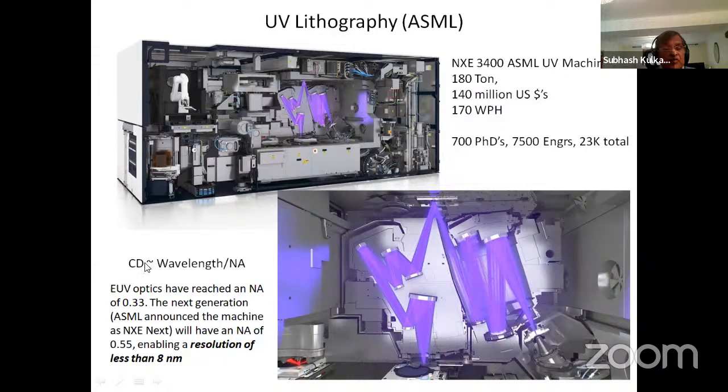And the critical dimension that you can print is wavelength divided by numerical aperture of your optics. The current numerical aperture is 0.33, which allows you to get down to about maybe 10 nanometers. And then when you go to numerical aperture of 0.55 from 0.33, you can get the resolution of less than 8 nanometers. So that's the present capacity. Going beyond 8 is very tough. We'll see what the exact path looks like, but this is where it is. This is the state of the art.